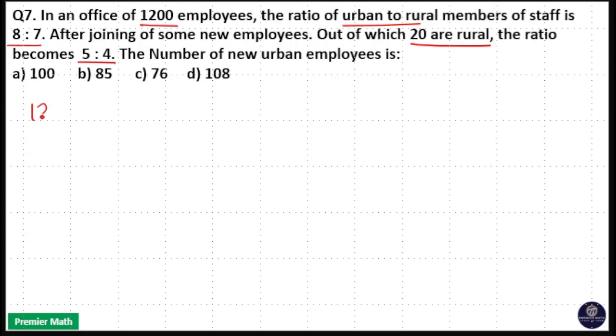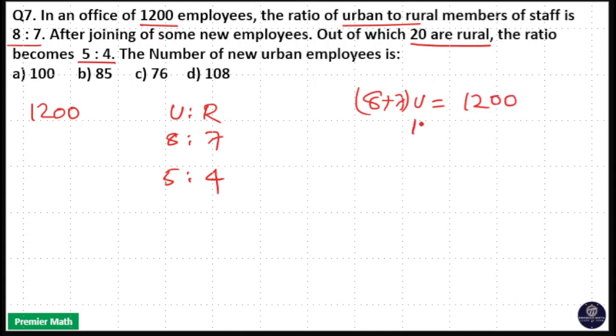So there were 1200 people in the office, and out of which the urban to rural ratio was 8 is to 7. That means 7 units is rural and 8 units is urban in the 1200 people. So after joining some people, the ratio becomes 5 is to 4. Here 8 plus 7 units is equal to 1200. That means 1 unit is equal to 1200 by 15, which is equal to 80 people.